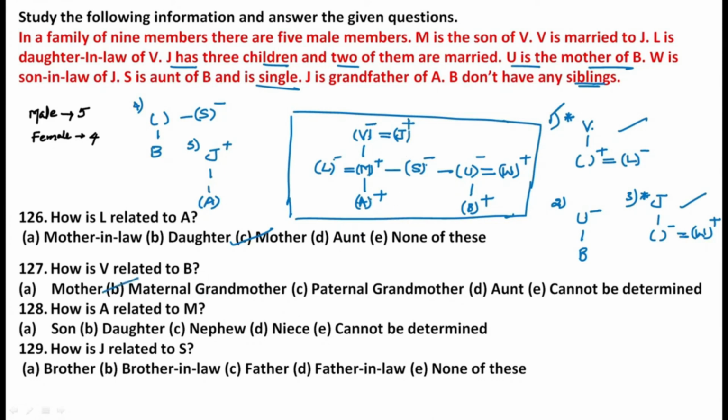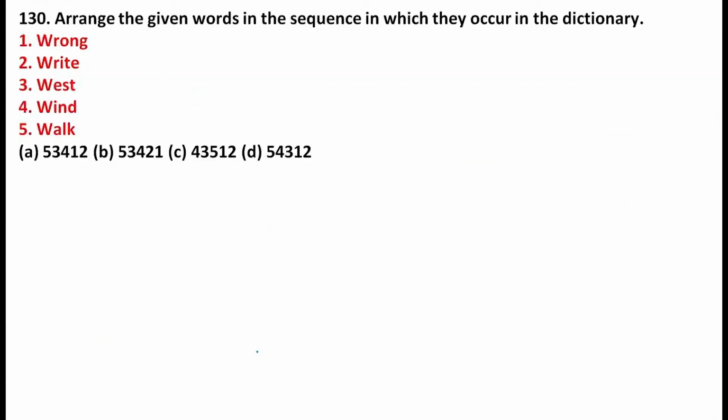How is A related to M? A is the son. Guys, based on this information only, we can fix A's and B's gender. That's why every piece of data is important. How is J related to S? J is the father of S. So we're done with these four questions. If we are good at making the tree diagram, then we can easily solve all of them. Hope it's clear. Next one.